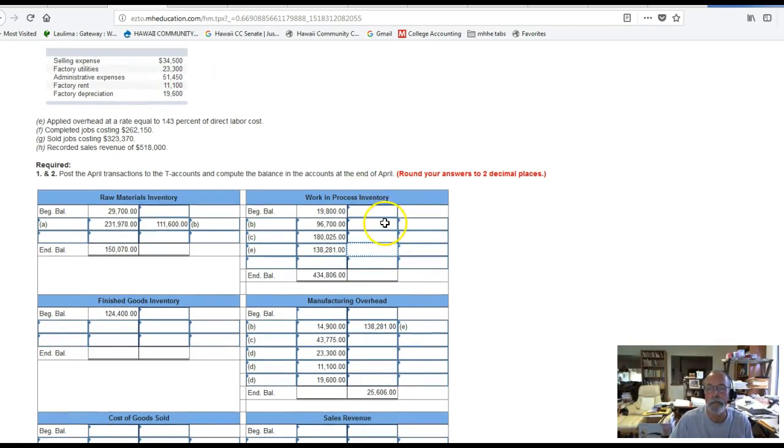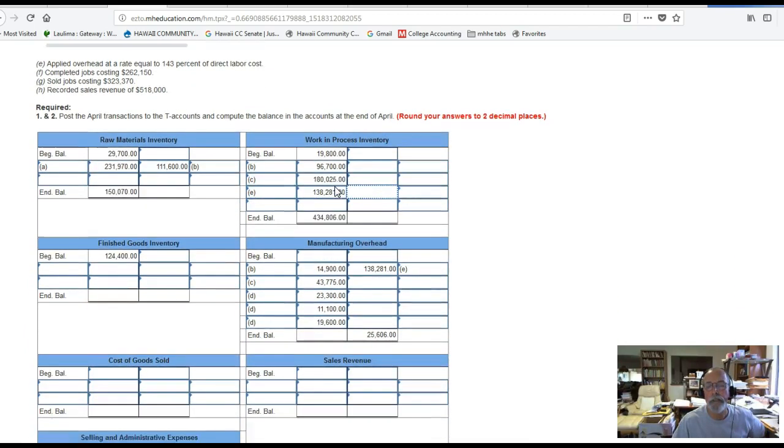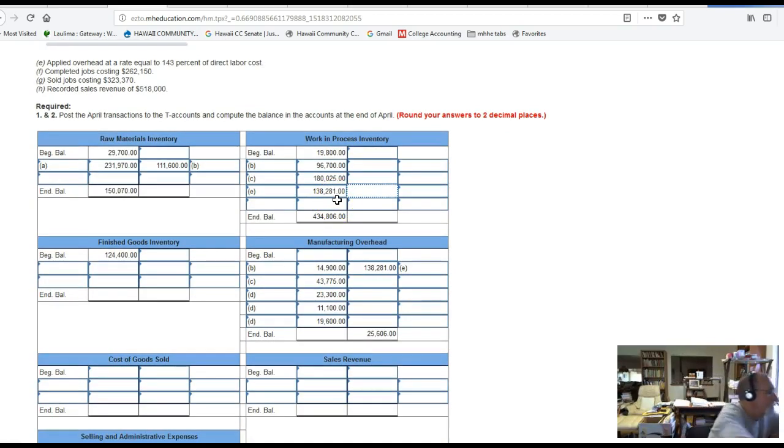At that point in time, the total balance in our work in process account is $434,806, and it's comprised of $19,800 of costs that were carried forward from the previous accounting period. That's our beginning balance. It also includes $96,700 of direct materials, and in C it included $180,025 of direct labor. And I'm thinking, I wonder if I used the wrong amount here when I calculated the overhead applied. I used the direct material amount, and I should have used the direct labor amount. So this 138,281 is not correct.